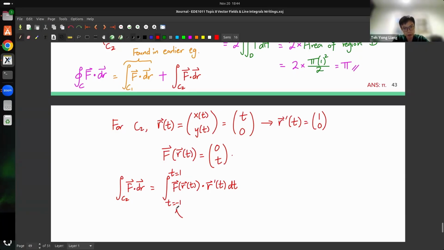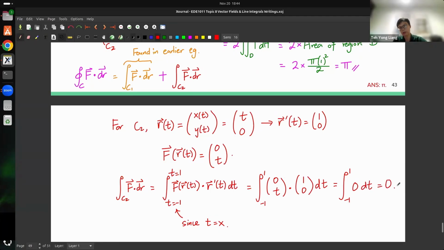Since t equals x, let me write here. Integrate from minus 1 to 1, then this is (0, t) dot (1, 0). So what do you get? You get 0. 0 times 1, plus t times 0, is 0. So integrate 0, and this is 0, because it's a definite integral.